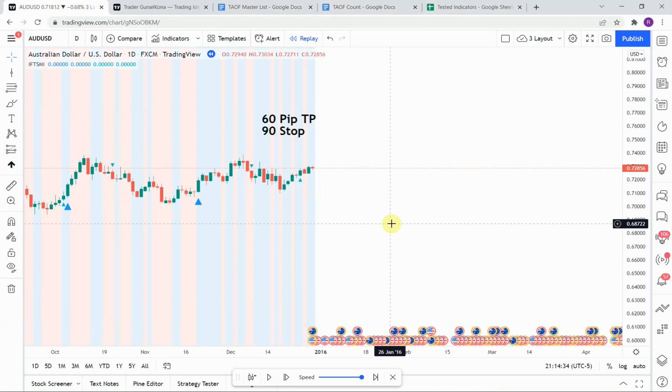Today we will be testing the inverse Fisher transform of SMI and stochastic RSI.